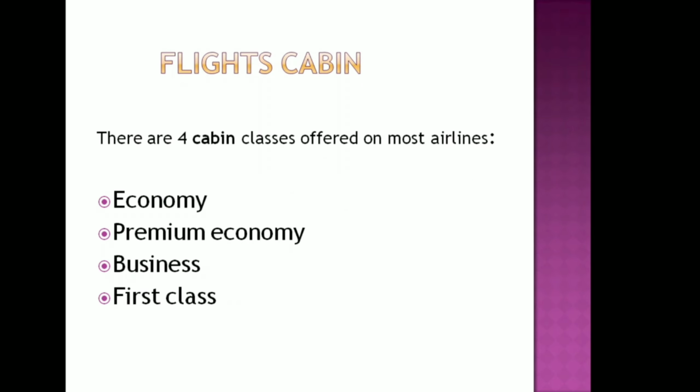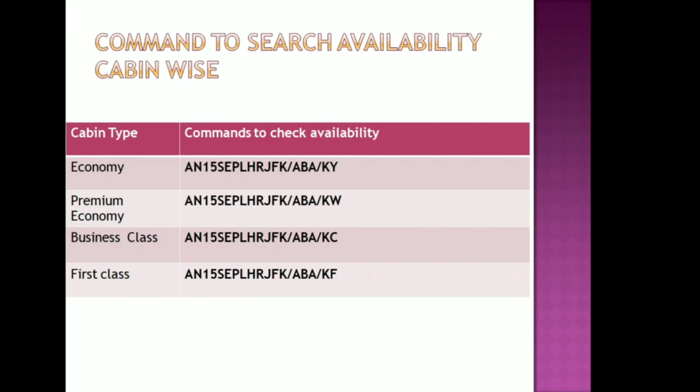Now moving to next, about the flight cabin. There are basically four cabins or classes offered by most airlines. One is economy, premium economy, business class and first class. Economy means the lowest one. So how do you find out the availability of economy class? AN, date, sector slash airline code slash KY. If you enter this command, you will get the availability for the economy cabin only.